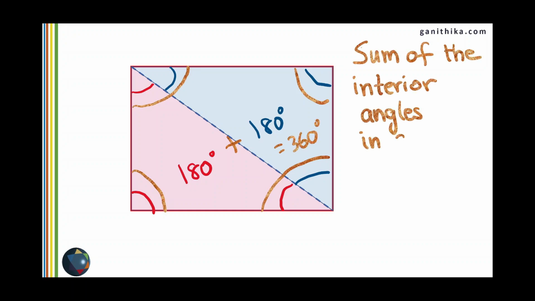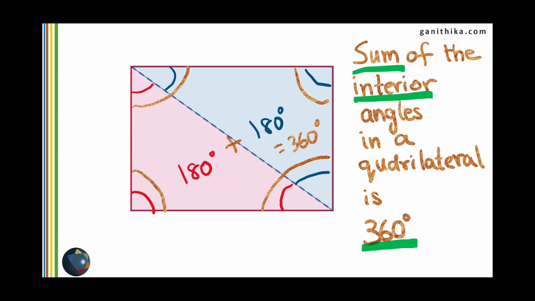So, in a quadrilateral, the sum of the interior angles is 360 degrees because I have two triangles inside a quadrilateral, and therefore, each triangle giving you 180 degrees in total. A quadrilateral will give you 2 times 180 degrees, which is 360 degrees.